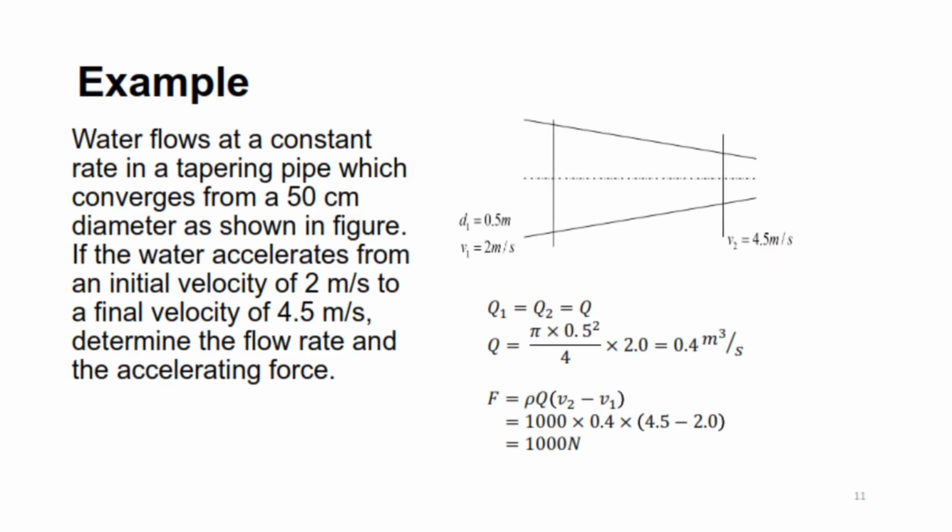Okay, let's discuss the example. So we have water flowing at a constant rate in a tapering pipe. Constant rate means Q. So it means Q1 must equal Q2. Q entering is equal to Q leaving the pipe. And then the pipe converges, or gets smaller, a constriction from 50 cm to a diameter that we don't know. We don't know the diameter here, the second diameter.